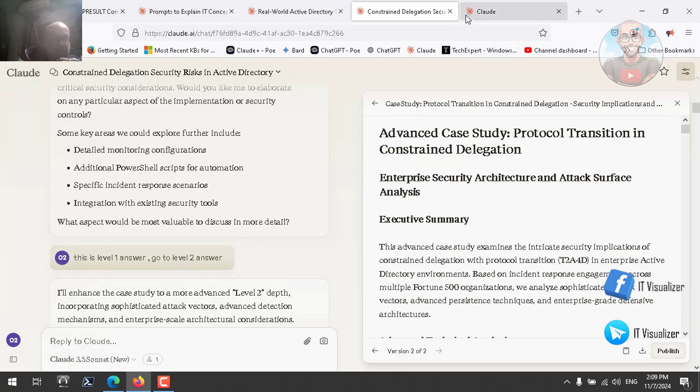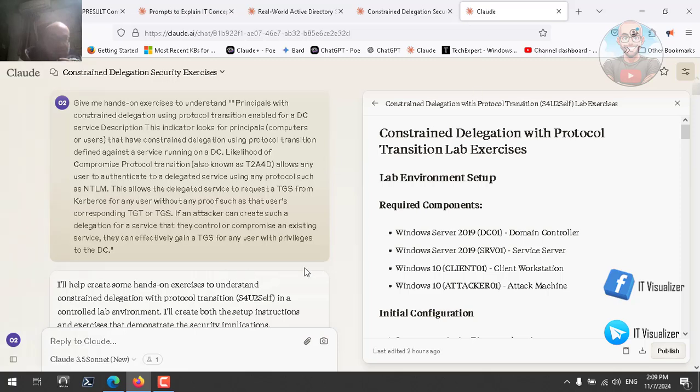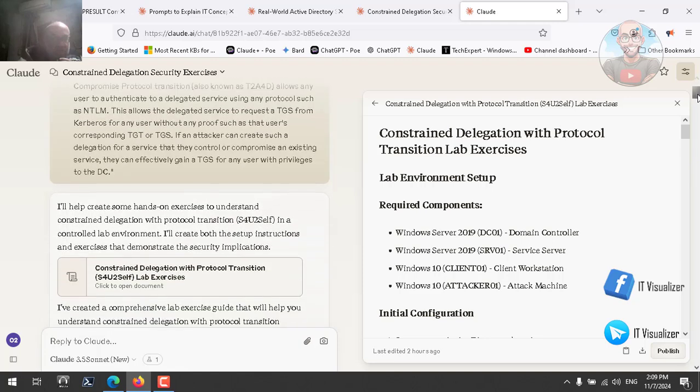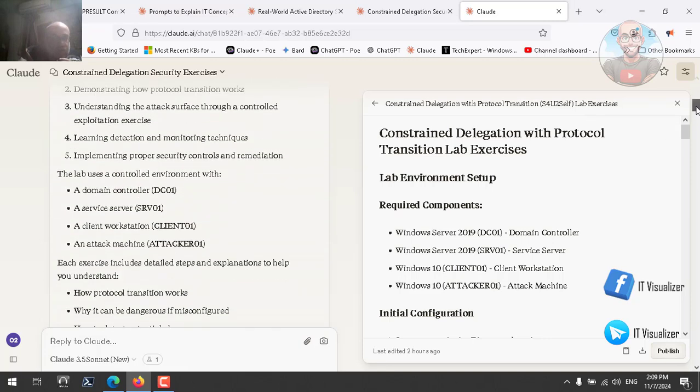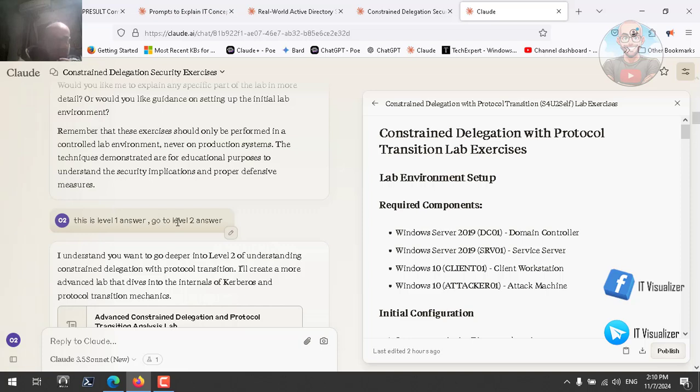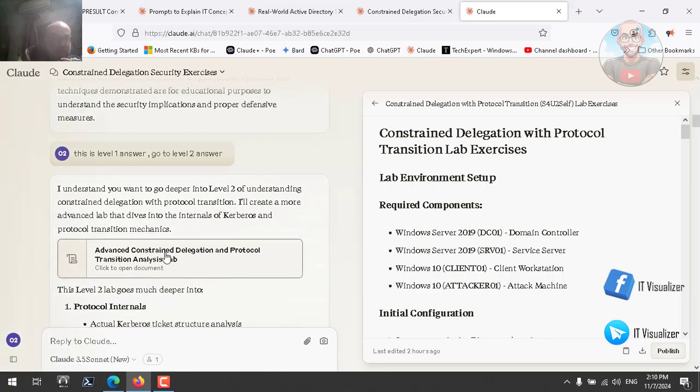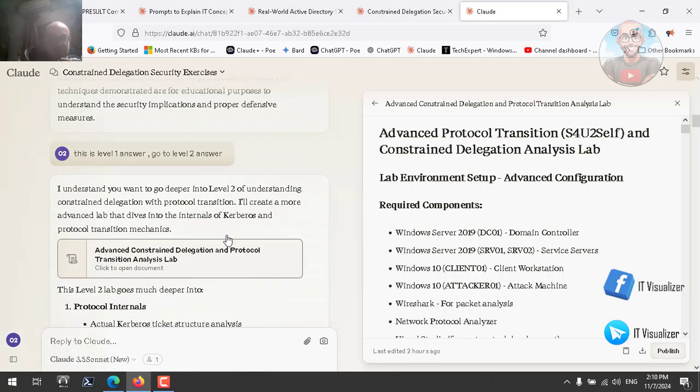If we go again and ask it, this is the hands-on exercise. Remember, this was the first exercise concerning the protocol transition. If I tell it again to give me a level 2 answer, here I can see another exercise which will be completely different. If we ask it to give us the second exercise, here we can go to advanced protocol transition. So this is the second exercise. Now we will see it's going deep.